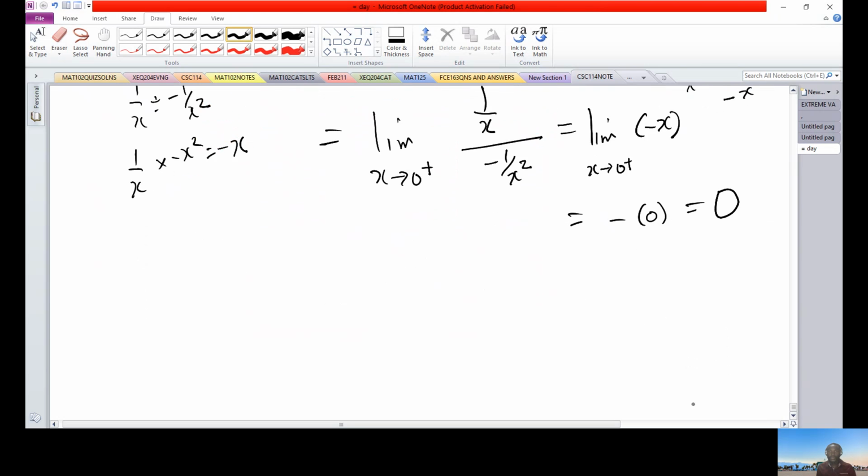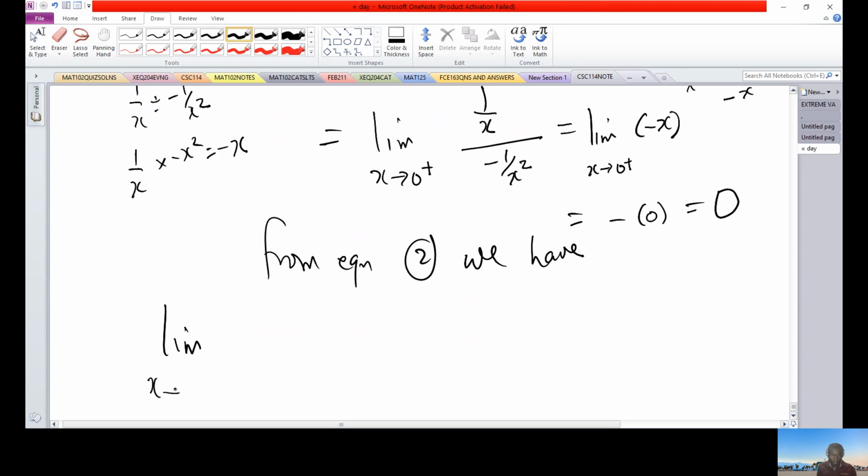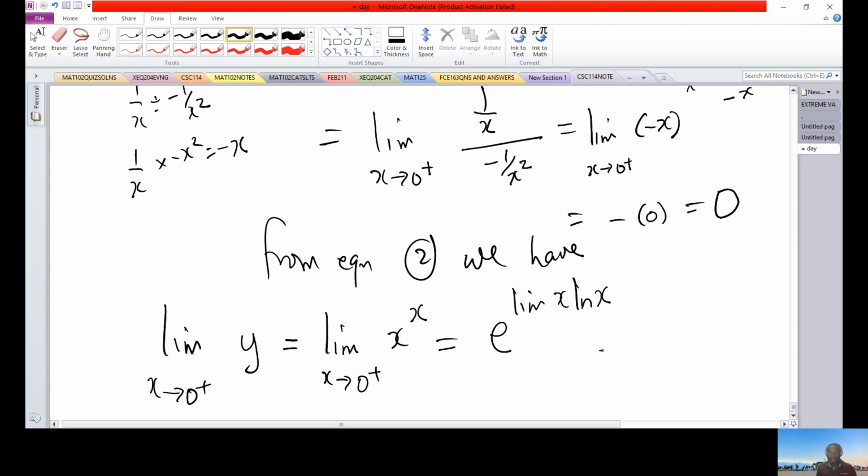So from equation 2, we have the limit as x approaches 0 from the right of y, which is the same thing as the limit as x approaches 0 from the right of x raised to the power x, because y is the same as x raised to the power x, is the same as e raised to the power of the limit of x ln of x. We have found this limit to be 0. So therefore the answer is just 1. The value of that limit is 1.